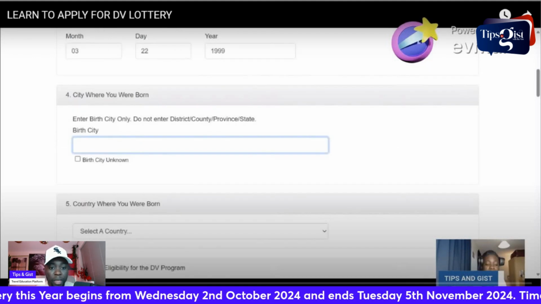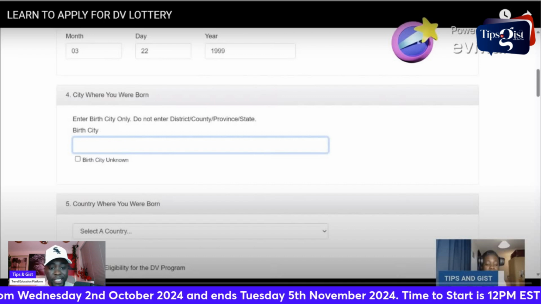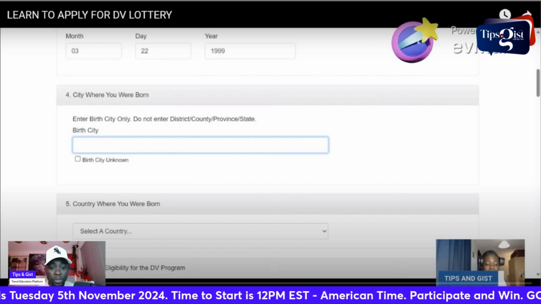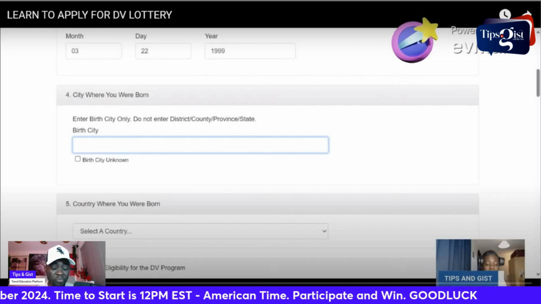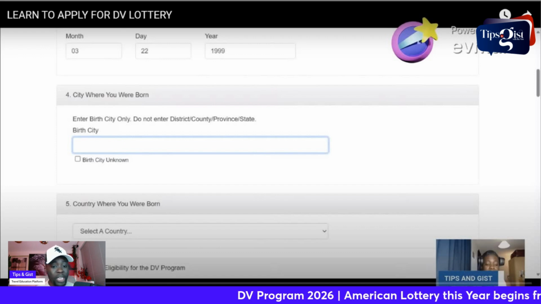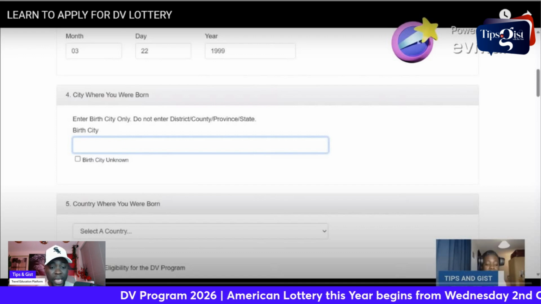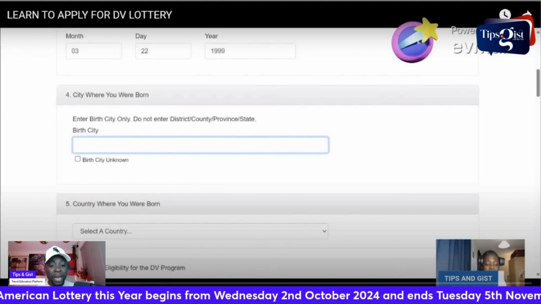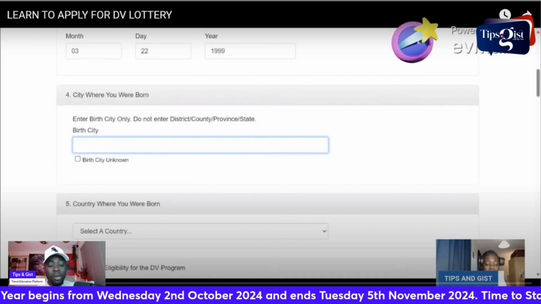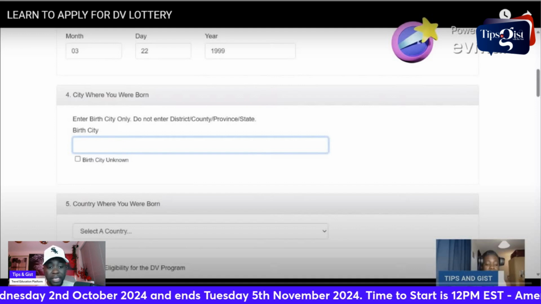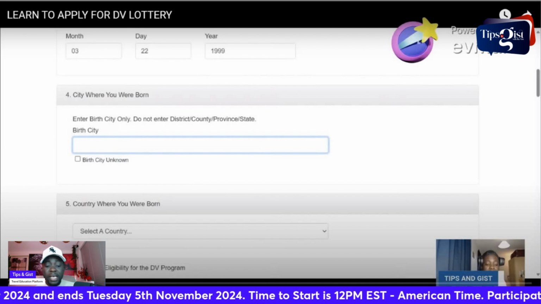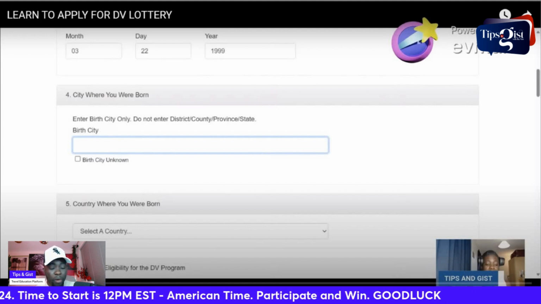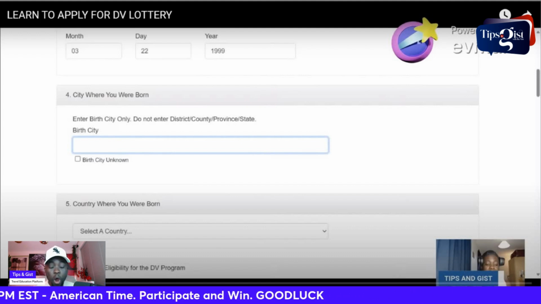Question number 4 is city where you were born. Please, you can see this on your birth cert or your passport. It is normally written as place of birth. So if you were born in Konongo or Tema or Techiman or Takoradi, you just key in Konongo or probably Techiman or Takoradi. Please, only the place of birth. They don't need your district or your county or province or state. So do not write Techiman, Brunei East. Just write Techiman or Konongo or Takoradi or Accra, Kumasi, right? Just type the city or the place of birth.